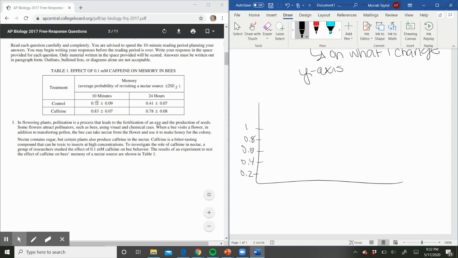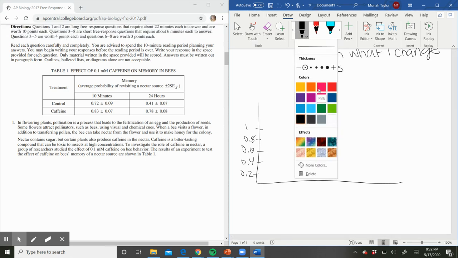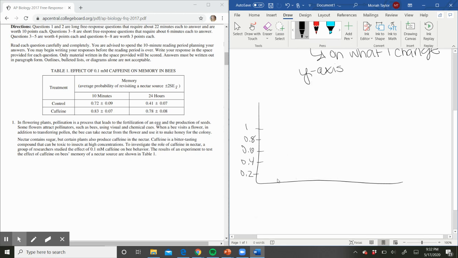And our control, we have a control and the caffeine treatment, and then we have time, 10 minutes and 24 hours. So there's only 2 time frames on here. So the way that you should be doing it is, I'll just do the 10 minutes. Again, time is almost always going to be on your x-axis, and then we have 24 hours. So it's not a continuous amount of time. They only did 10 minutes and 24 hours, so you're just going to have those 2 points. And then you have a treatment for each of them and a control for each of them.